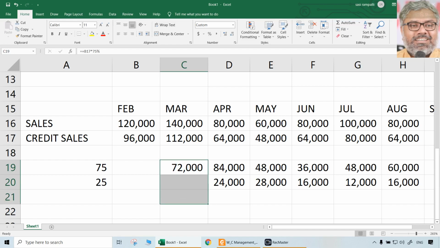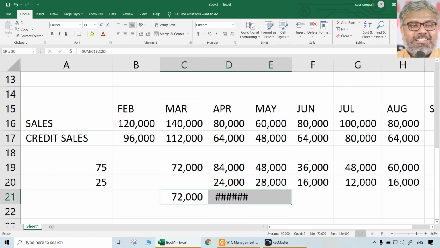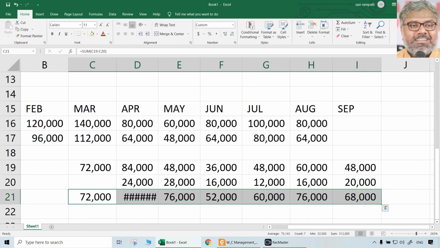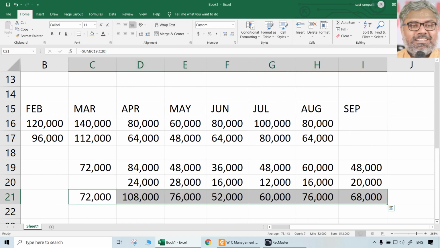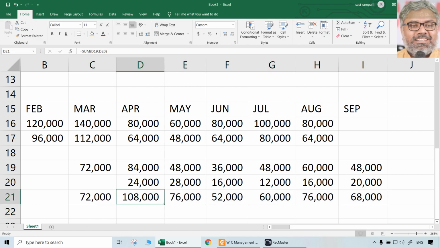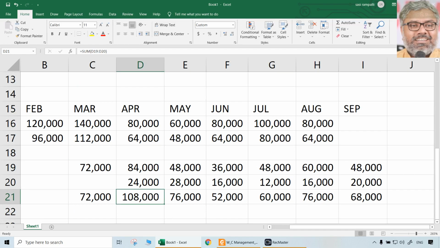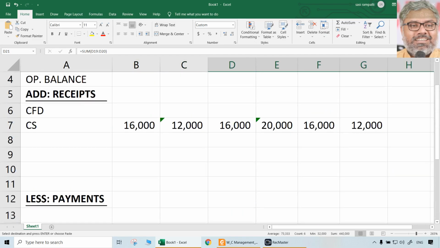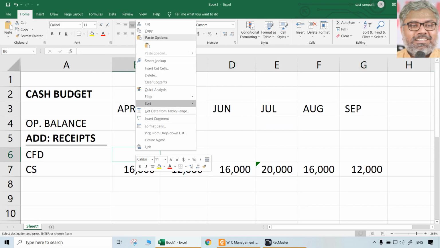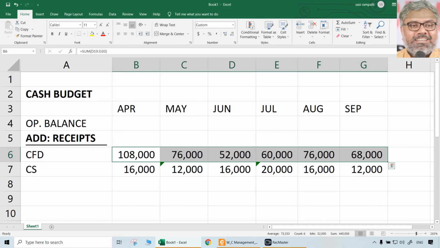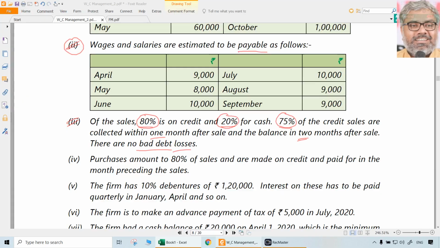So what is the total of the collection here? Simply, in each of the cases, that has to be calculated. So what is the total of the collection from debtors? 72,000, 1,08,000, 76,000, like that. But we don't need all March collection also. All that we need is from April onwards. March collection, we don't need that because we are preparing only April to September cash budget. So from April, May, June, July, August, September, these 6 months, that is a collection from debtors. That will be taken here, collection from debtors. That's it. That is the working notes related to collection from debtors.